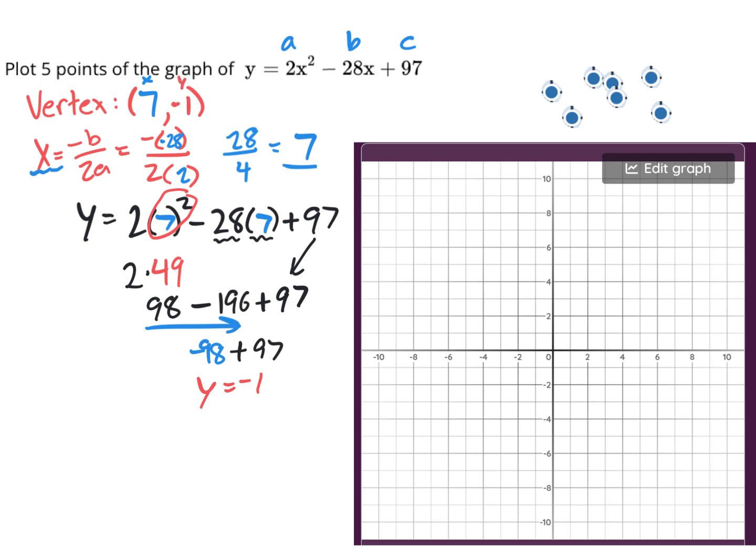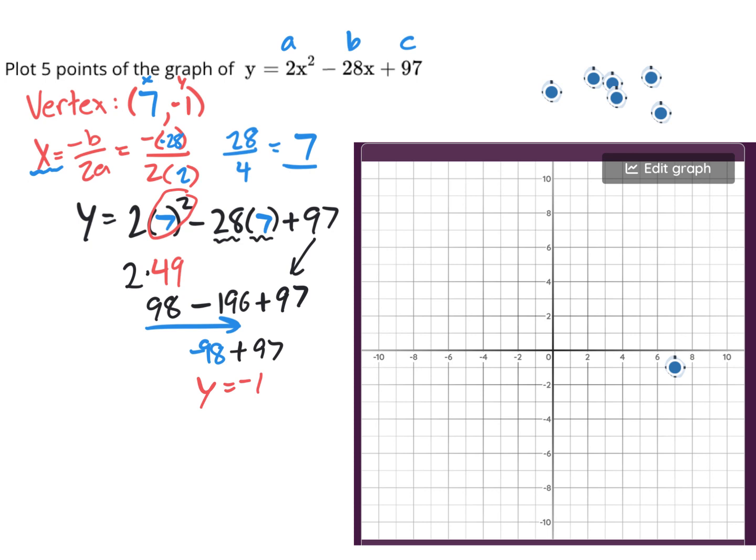That's our y value. So the vertex is the most important point. Let's plot that most important point. And on Quizizz, you're going to have to plot points, a total of 5 in this case. So whenever you hit enter on the screen, it'll plot this point. So we want to plot it at the location 7, -1. 7 on the x, -1 on the y. Put a dot right there, and that's your vertex, okay? That's the most important point.